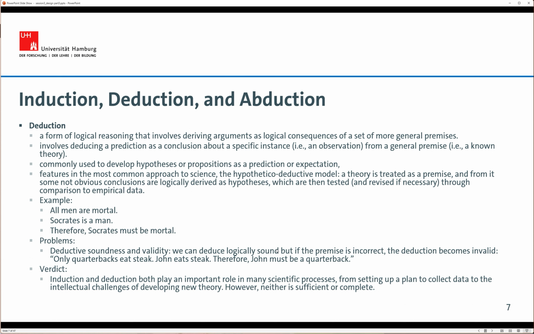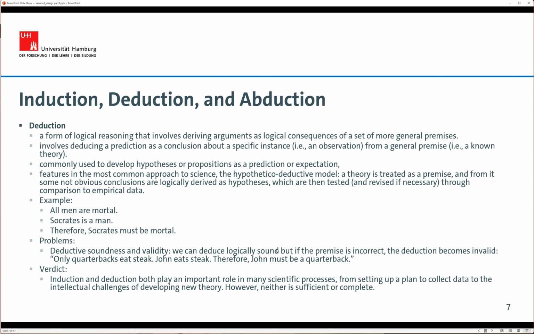We can proceed in deduction logically sound, but still end up with invalid deduction, namely if the premise is incorrect. For example, if we say only quarterbacks eat steak and John eats a steak, therefore John must be a quarterback, this is logically correct, but still invalid because the premise, only quarterbacks eat steak, is wrong.